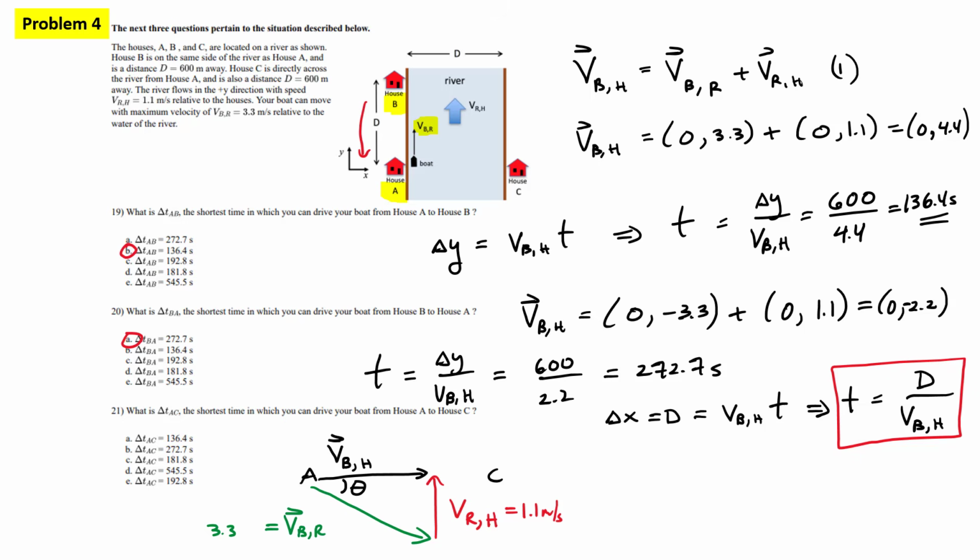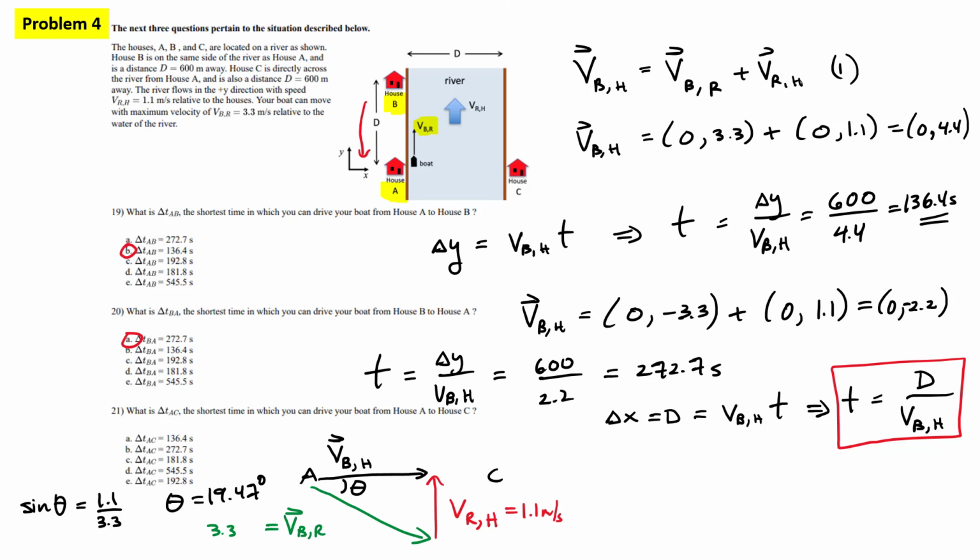Let's also find what the angle is. You should be able to find it using trigonometry at this point. For example, sine of theta is 1.1, the opposite, over the hypotenuse, which is 3.3. Now, if you put that in your calculator, you should get an angle theta that's approximately 19.47 degrees.